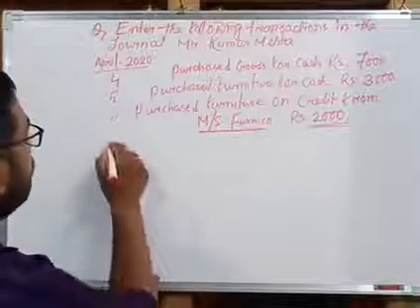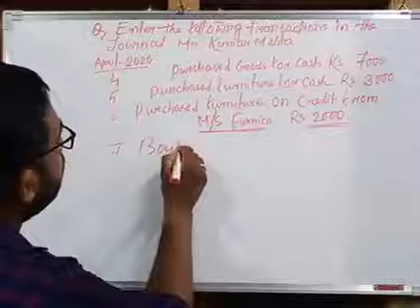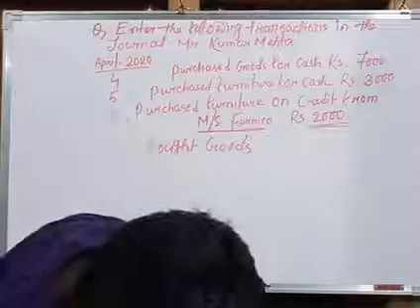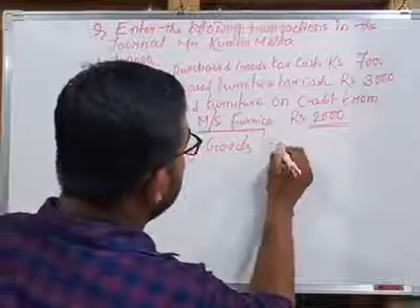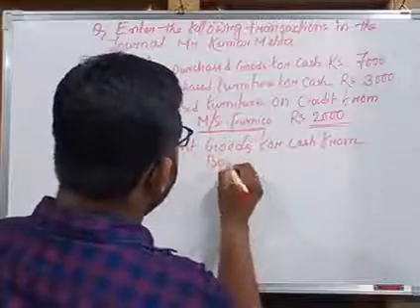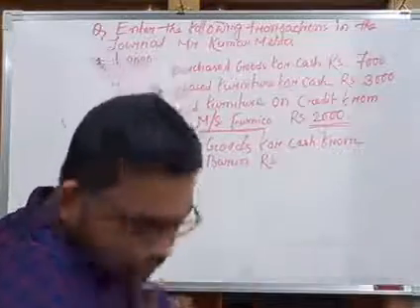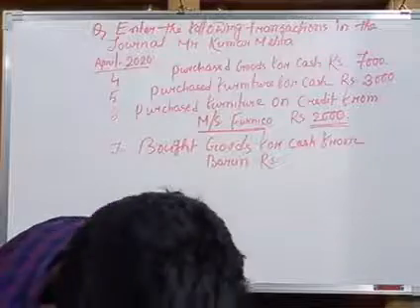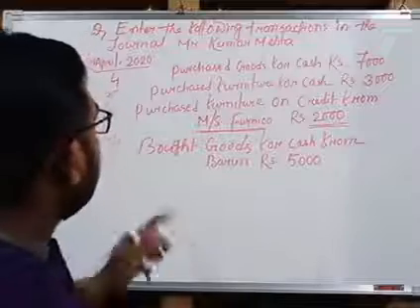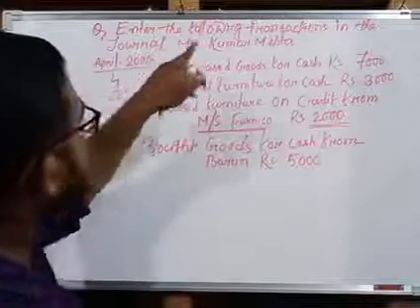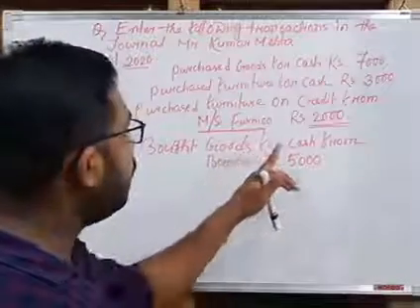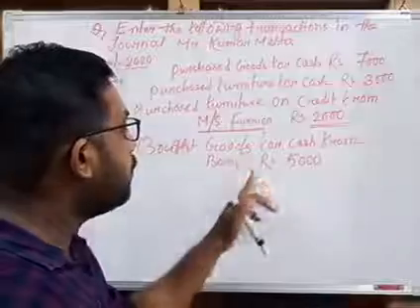Next, April 7, bought goods for cash from Barun, rupees 5,000. This is our fourth transaction. That means on April 7, 2020, Mr. Kumar Mehta bought goods, that means goods purchase, bought goods for cash, that means cash transaction, from Barun, rupees 5,000.